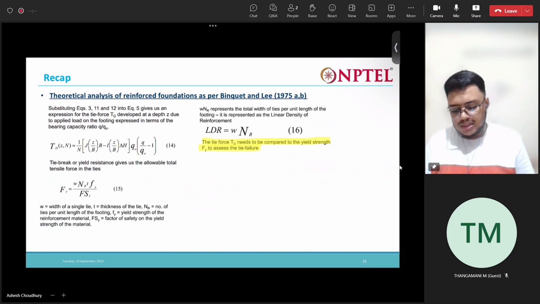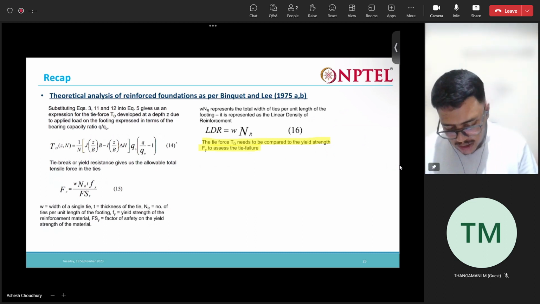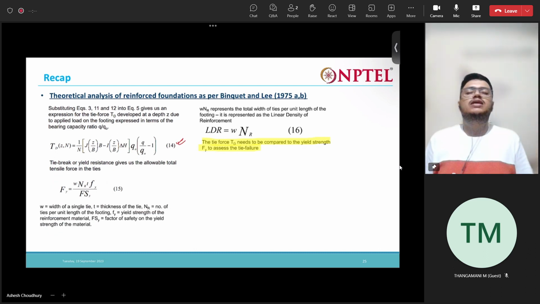Now, if we substitute all these J and I and other terms, we get the final equation for our TD, that is the reinforcement force in each layer. So we will be using this equation 14 to determine the reinforcement force in each layer. At each depth we can determine the reinforcement force.